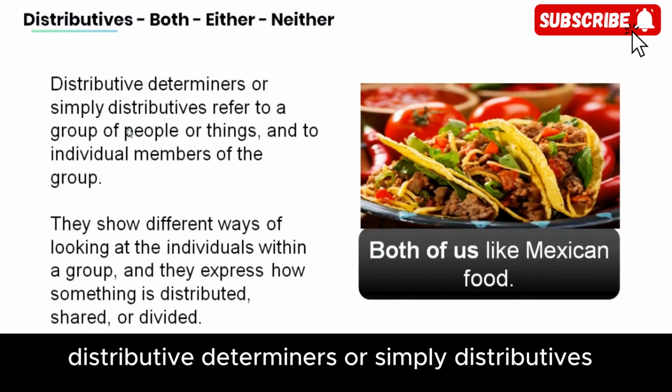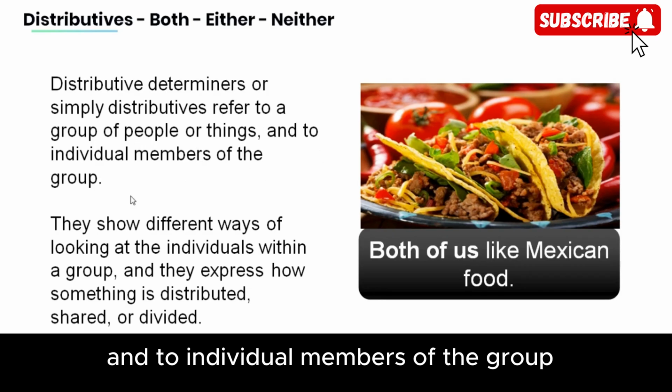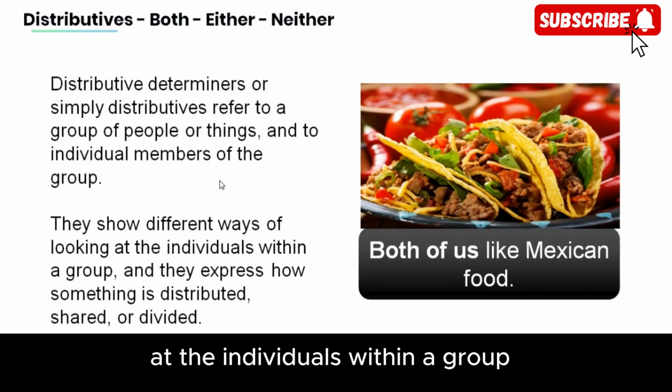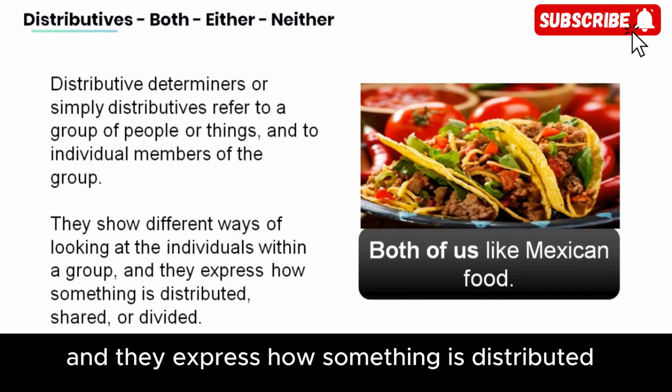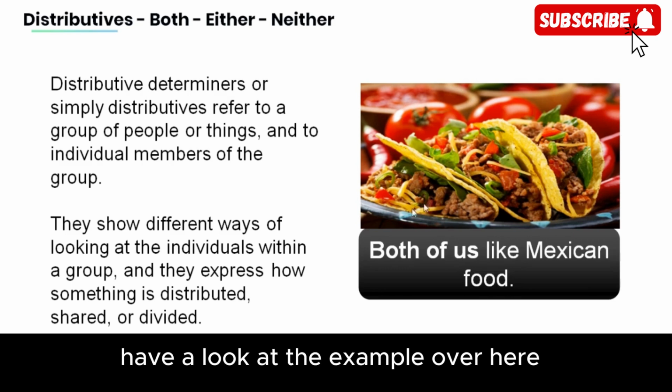Distributive determiners, or simply distributives, refer to a group of people or things and to individual members of the group. Note that they show different ways of looking at the individuals within a group, and they express how something is distributed, shared, or divided. Have a look at the example over here.